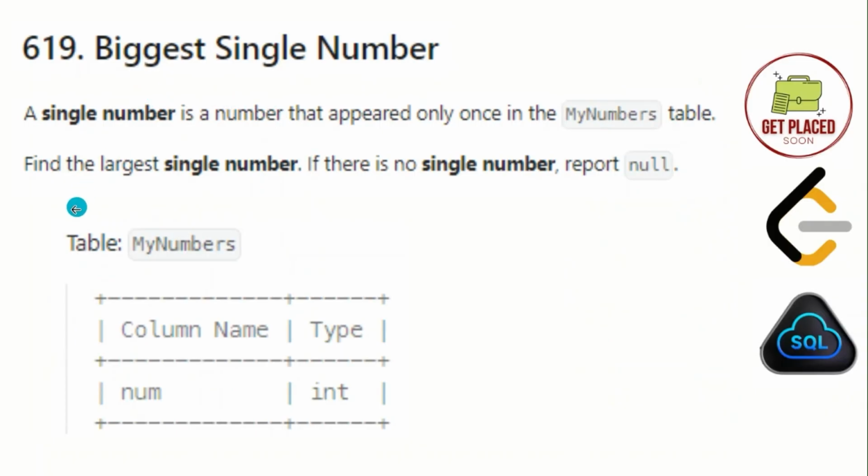So the question is pretty simple. We have a table called my numbers. It has only one column, numbers. Now we are supposed to find the biggest single number. First, let's understand what is a single number. A single number is a number that appeared only once in the my numbers table. So if a number is present only once, it is a single number. And out of those single numbers that we extract, we are supposed to find the biggest one. And if there is no single number, we are supposed to return null.